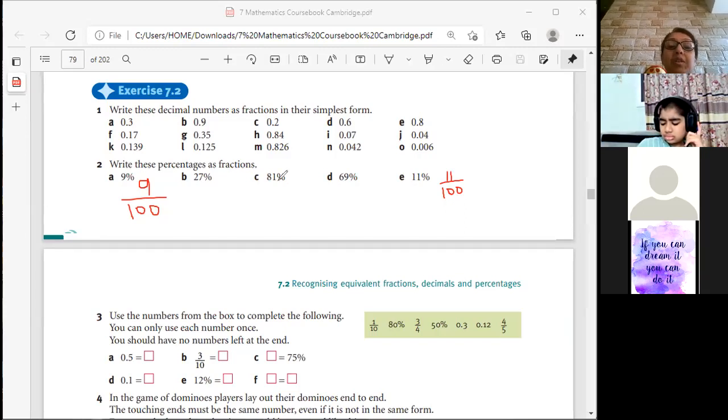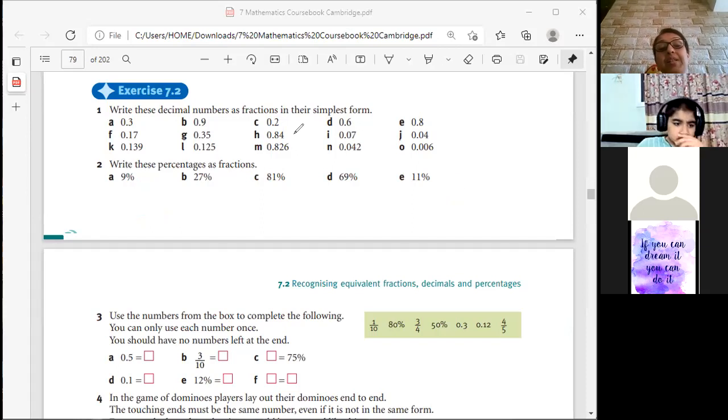And you know, one more thing, they have not asked you to write it in the simplest form. They have only asked you to write it as a fraction. So you need not reduce it. Is it very clear till here, till the second question? Yes, ma'am.